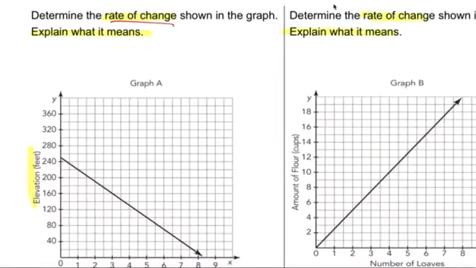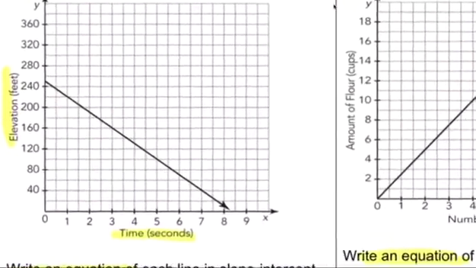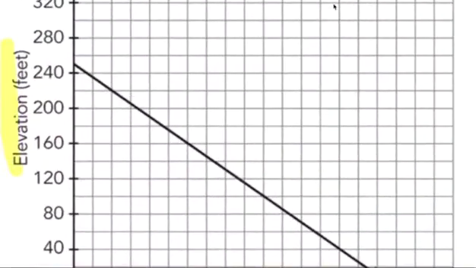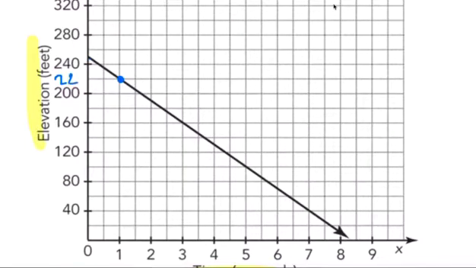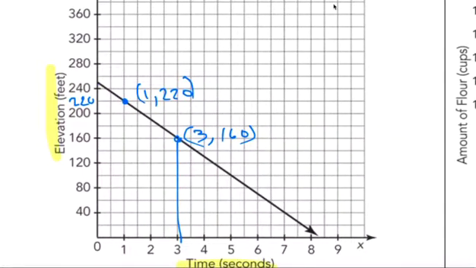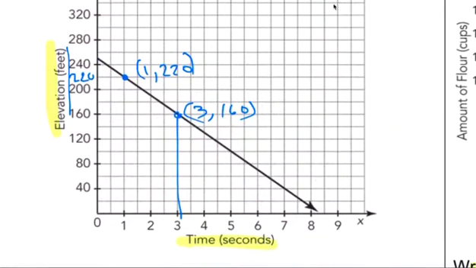Determine the rate of change and explain what it means. Okay, let's find the rate of change here. I'm not choosing the y-intercept because I don't know what that is. So I'm going to choose this one. They're counting by 20, so that's 220. So 1 and 220. Then 2 won't work. I don't know what this is exactly. 3, yeah, 3 will work. 3 and 160. So the rate of change, 160 is elevation in feet, 3 is seconds.